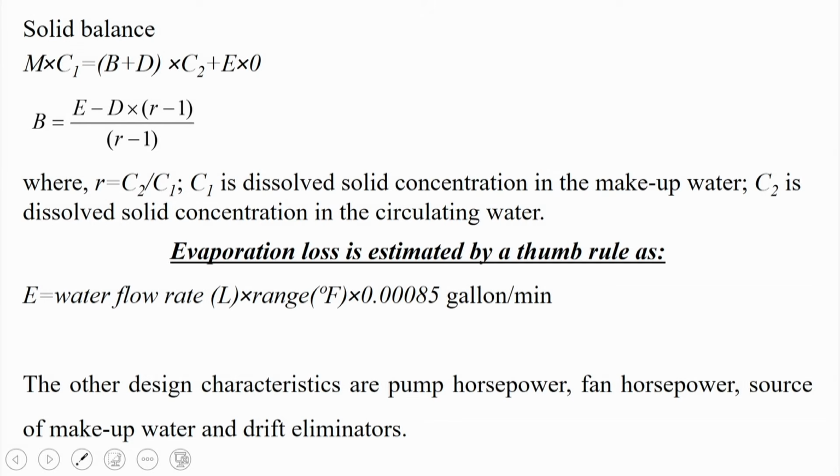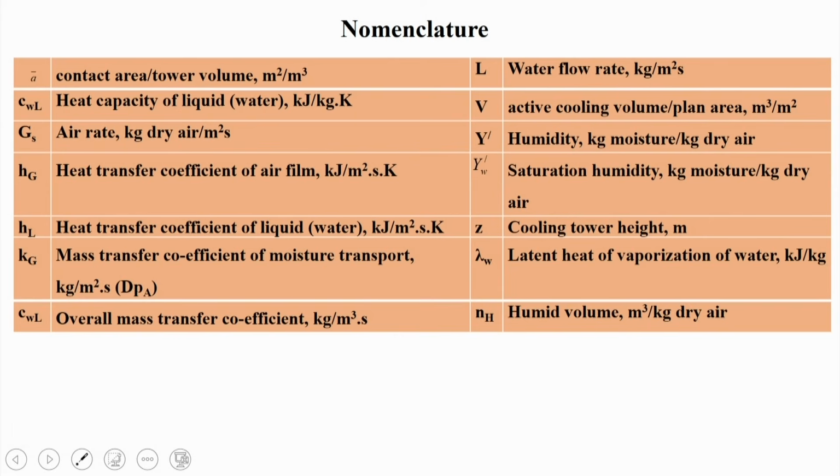The other design characteristics are pump horsepower, fan horsepower, source of the makeup water and the drift eliminators. These also we need to consider during the design of the cooling tower. And the nomenclature used for the entire cooling tower design: a bar is equal to contact area per tower volume, in meter square per meter cube, and CWL is equal to the heat capacity of the liquid water, in kilojoule per kg Kelvin.